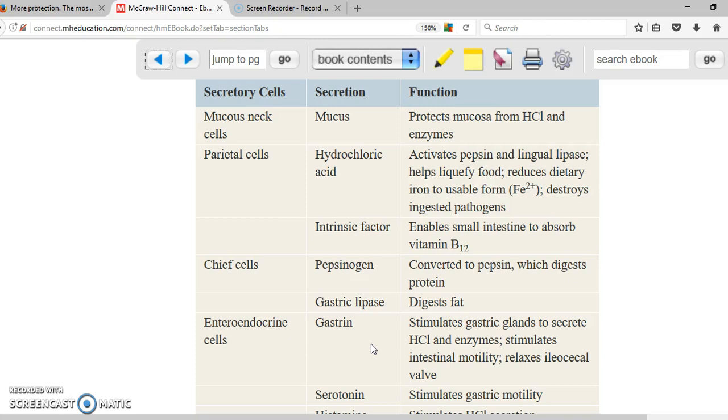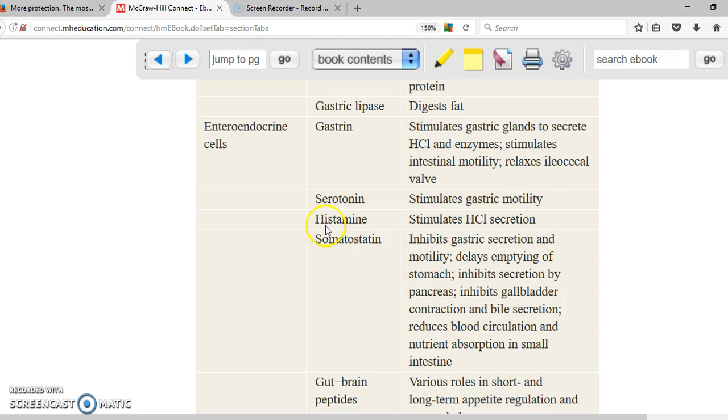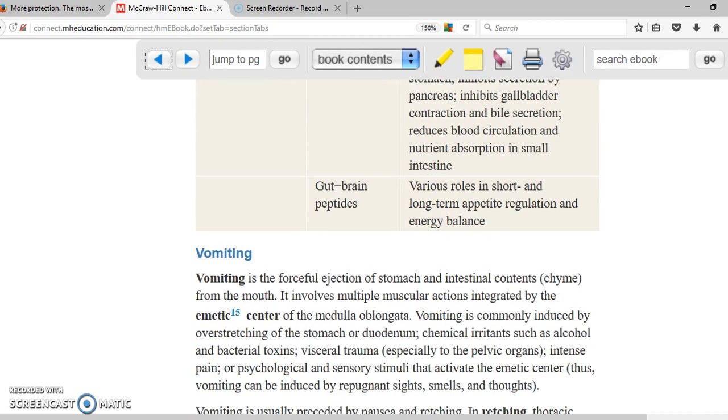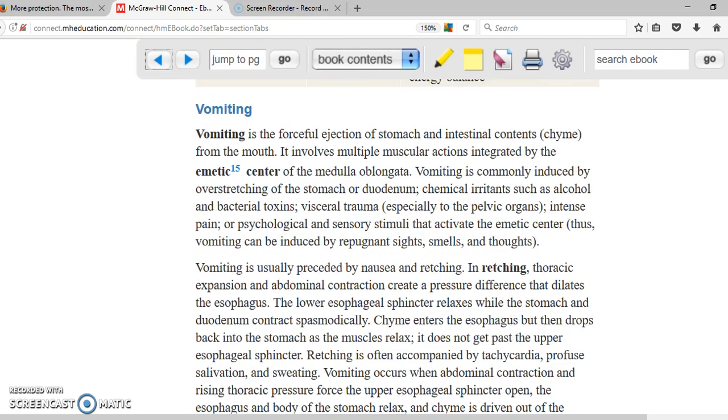Serotonin stimulates gastric motility. So you should know these hormones as well as these chemicals, as well as the function that they have. Somatostatin is very important because this inhibits the gastric secretion and motility. Okay, so then the food is not going to the small intestine very frequently.